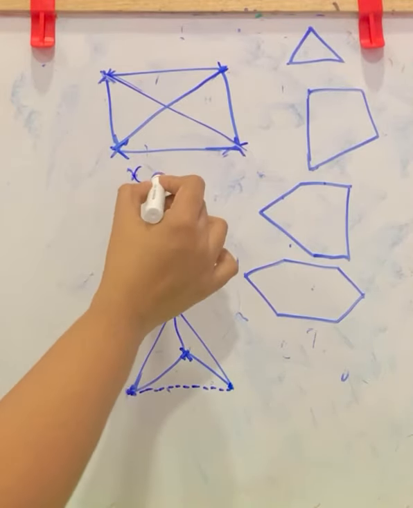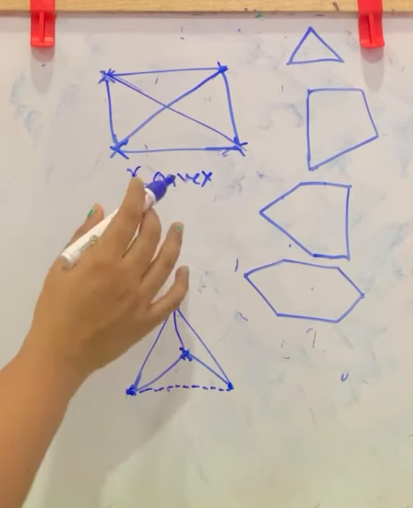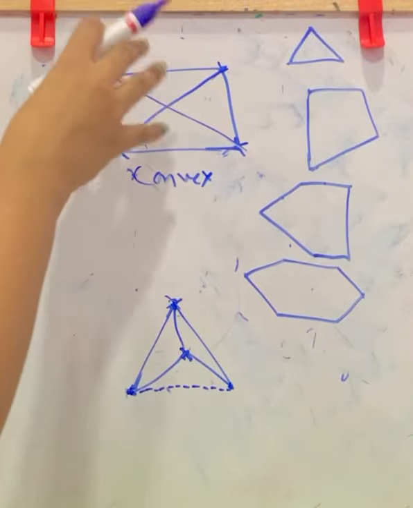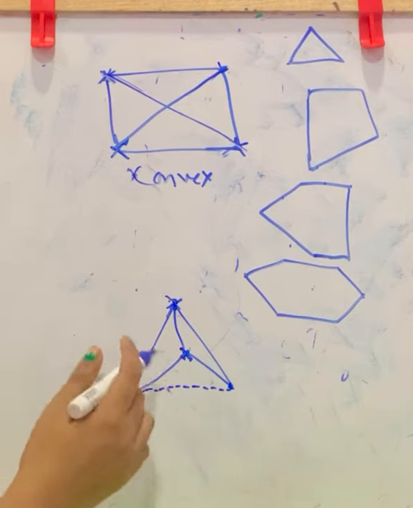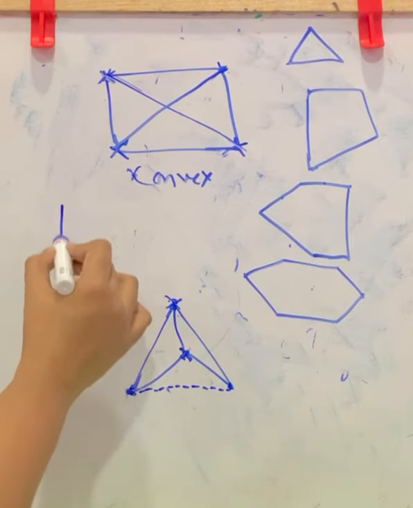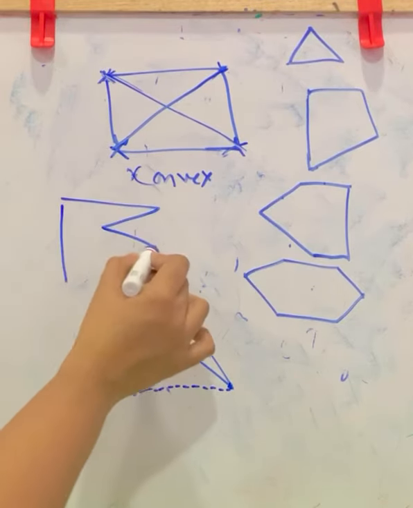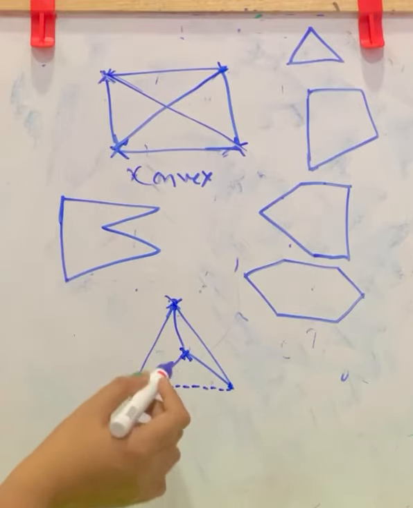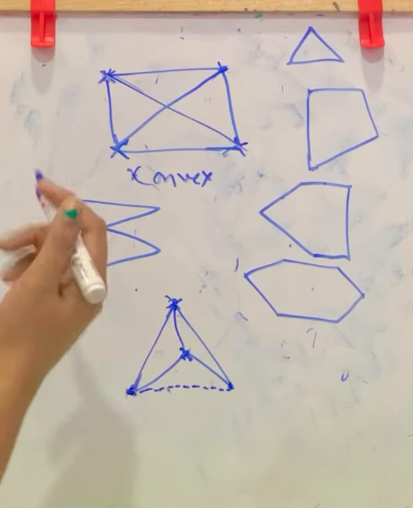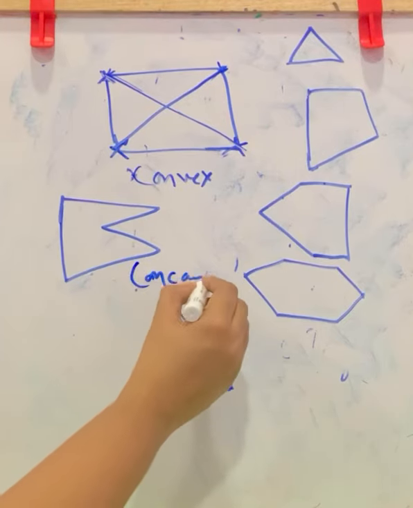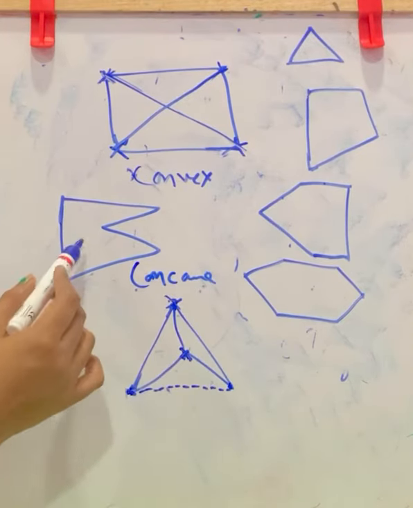This is convex, that is, if all the diagonals are inside the given polygon, we can say it is convex. And we will say if some of the diagonals are outside the figure, then we will say it is concave. One example is this. Now check this one.